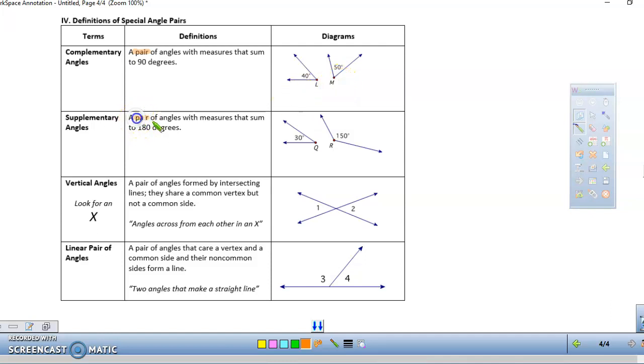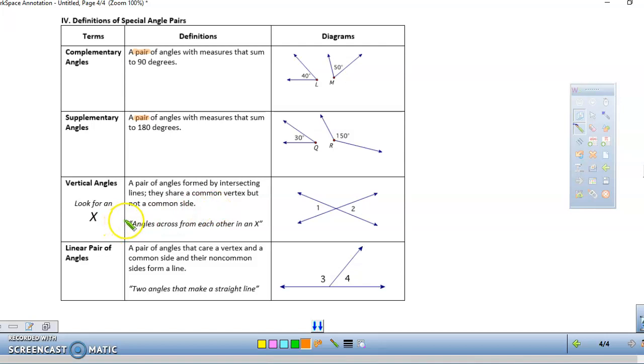Same with supplementary. So it's a pair, has to be two angles that add up to 180 degrees. Again, you would need to know that they have specific angle measures, or be stated that they are supplementary. You have to have some evidence that you know they're supplementary.